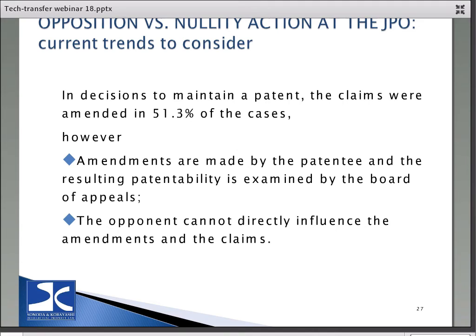The opponent cannot control the amendments other than the first blow, or once the amendment is made, the opponent can file one opinion against the amendments. But that's all about the contribution of the opponent. Therefore, the opponent cannot directly influence or control the amendments of the claims. So considering that, the 51.3% of amendments may not always be a success for the opposition, but this is the statistics, and whether you think this is a successful result or not enough, it will depend on the situation.